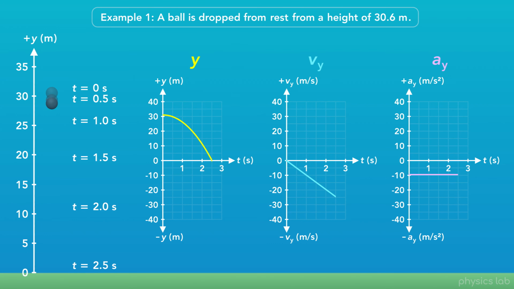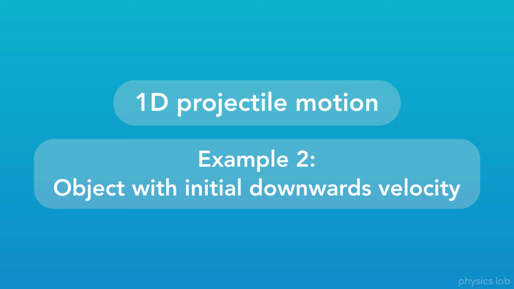So that's what 1D projectile motion looks like given these initial conditions, where an object is dropped from rest at some initial height. Now let's look at the next example. We'll go through these a lot faster. The second example is an object with an initial downwards velocity.